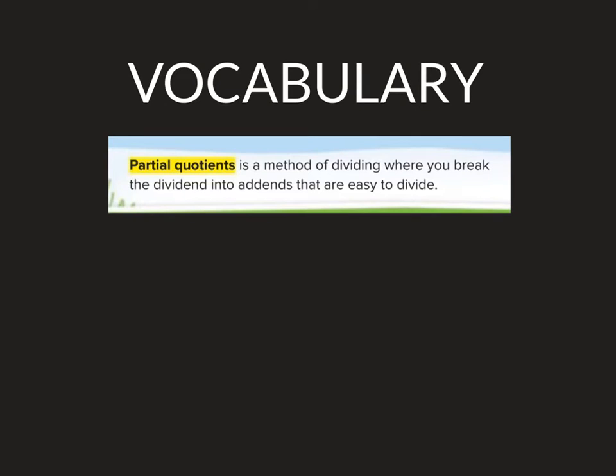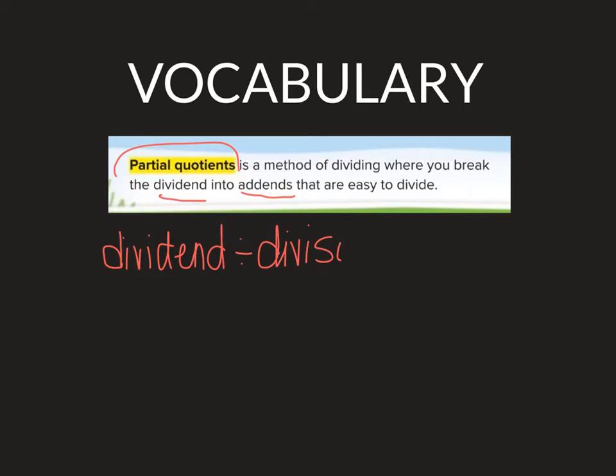Oh, here we go. Vocabulary. You need to know what partial quotients means. Partial quotients is a method of dividing where you break the dividend into addends. Wow, a lot of vocabulary words here that are easy to divide. So a dividend: remember, we have the dividend, and it's divided by the divisor, and that gives us the quotient. So it's saying we can break up the first number into addends.